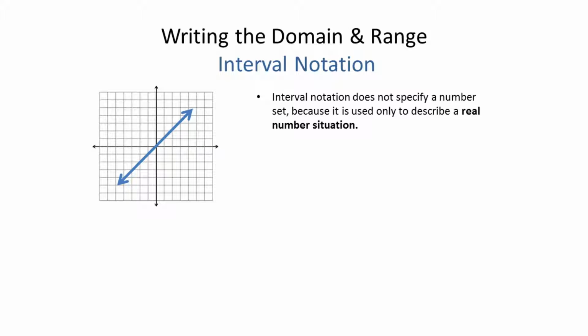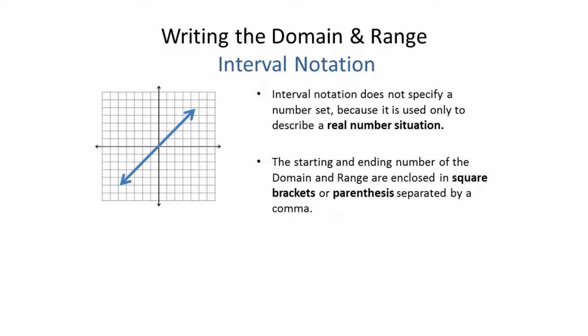Okay, now we're going to do interval notation, and interval notation is only used to describe a real number situation. So we're going to talk about a discrete situation later, but a real number situation would be a continuous function. So we need to remember that when we're using interval notation, we better be looking at a continuous graph.